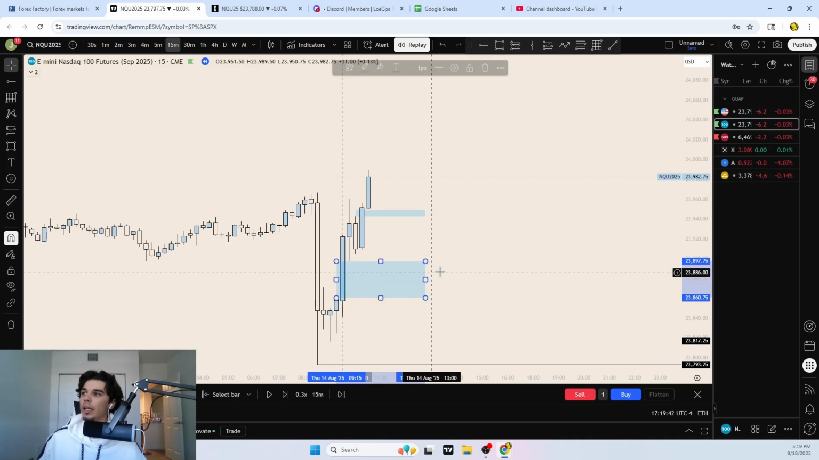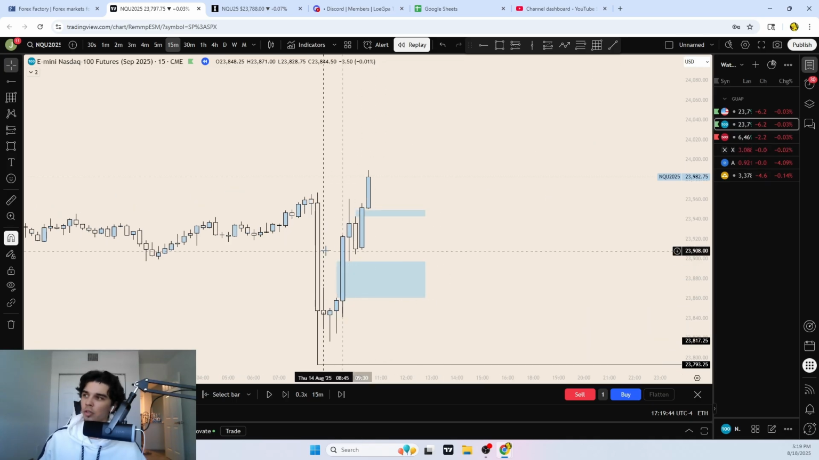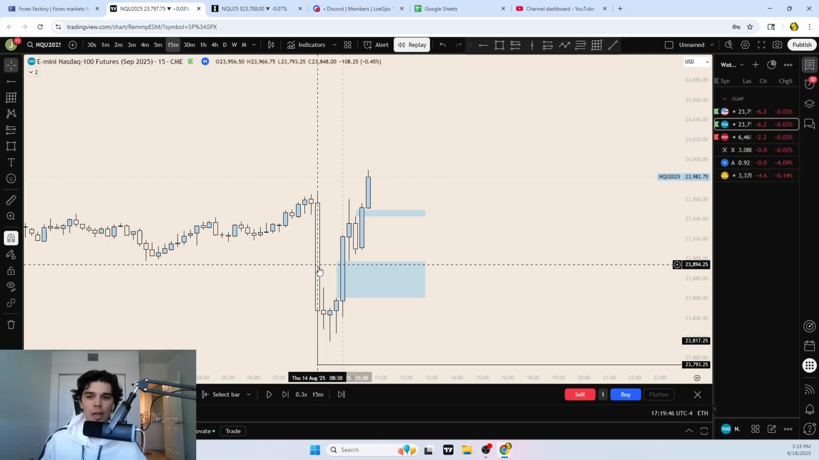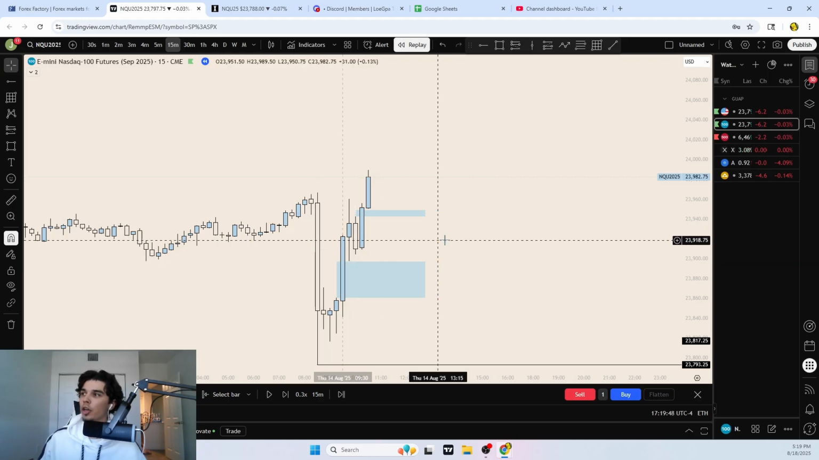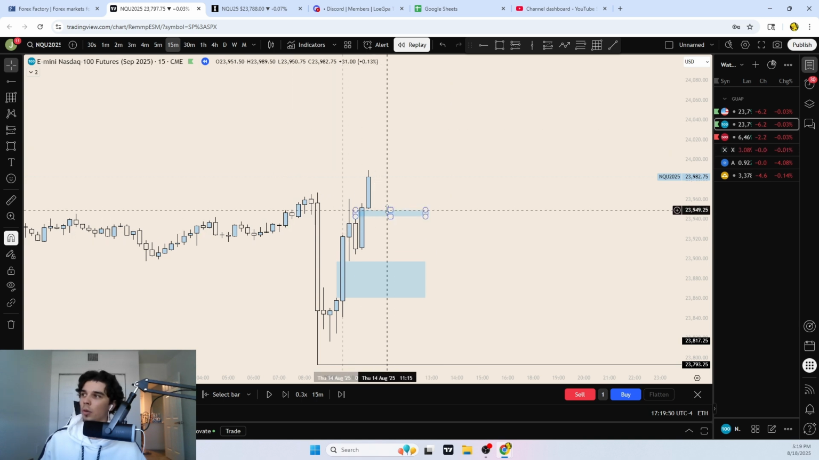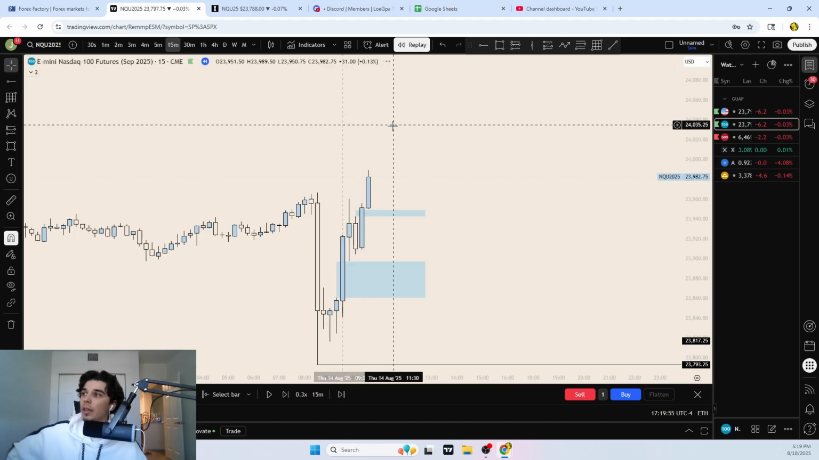Because we couldn't get a PDI model due to the fact that price just ripped at open, and there was a giant 15-minute bearish gap right here. And we couldn't get a continuation model. Why? Because these fair value gaps didn't get tapped into, okay? So what does that leave us with? That leaves us with the mech model.